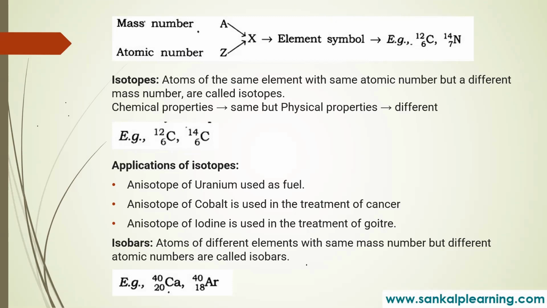Here the atoms of different elements with the same mass number but different atomic numbers are called as what? Isobars. Atoms of different elements with the same mass number but different atomic numbers are called isobars here. Understood? Same mass number but different atomic number.